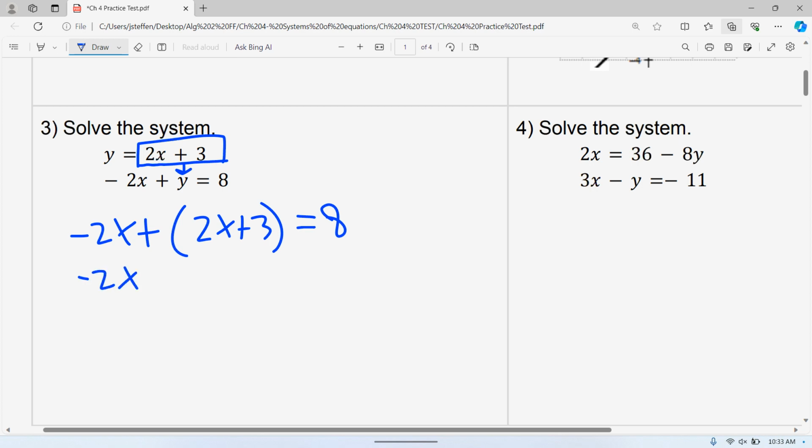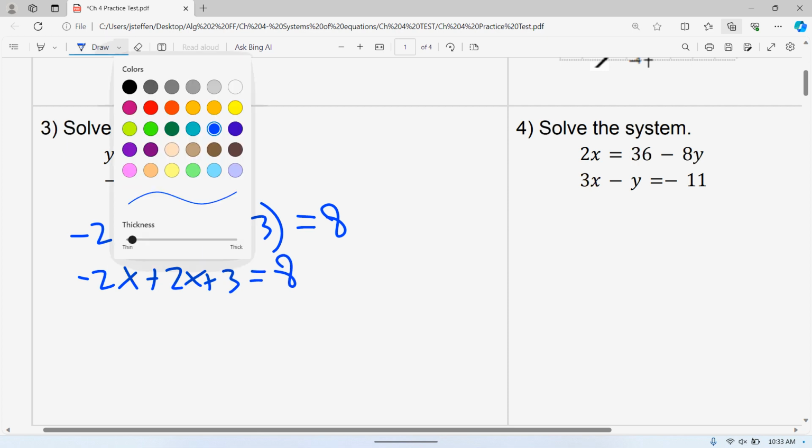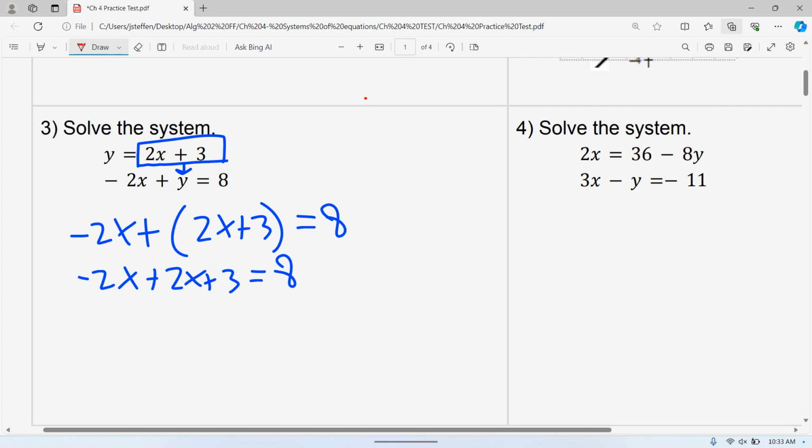I always use parentheses. In this case, you don't actually need them, but again, as soon as you don't use them, it seems to be the time you should. Negative 2x plus 2x actually cancels, so we're left with 3 is equal to 8. So just like before, if all our variables cancel, we don't have any variables left, we know something's fishy. It's either infinitely many solutions or no solution. Since this one is false, 3 is not actually equal to 8, this one is no solution.